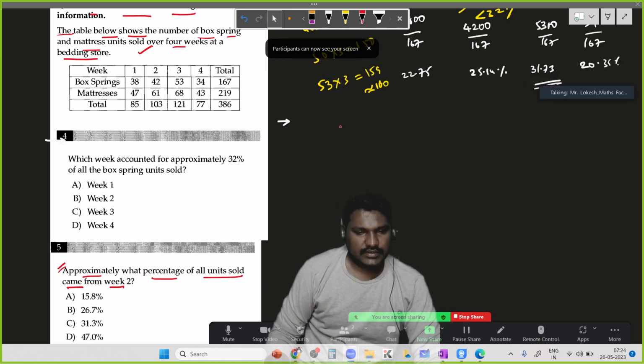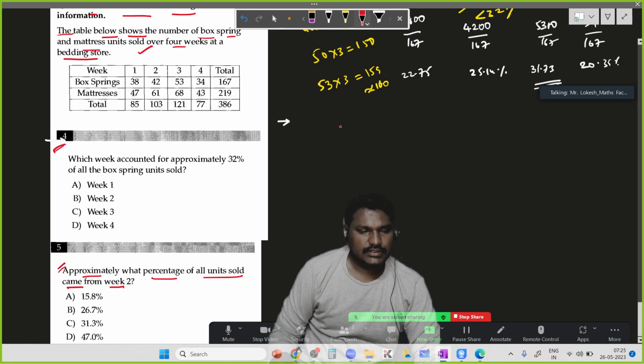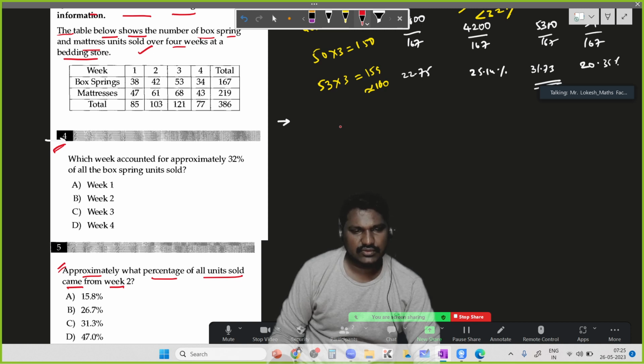So now we have done the first problem, which is based on a table. Now coming to the second problem for the same data. We were given two types of beddings, box springs and mattress, and the sales of week 1, week 2, week 3, week 4. So now coming to the fifth problem: approximately what percentage of all units sold came from week 2? That means he is asking what is the percentage of week 2 out of total.